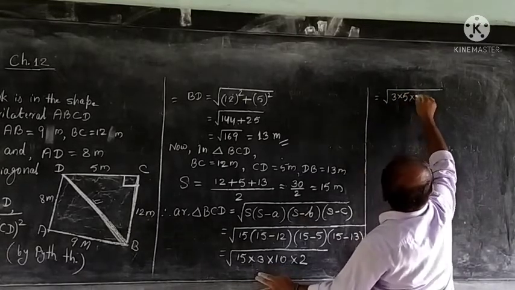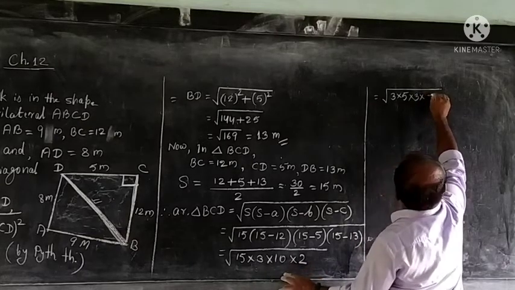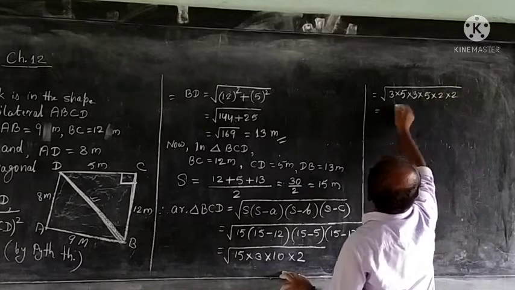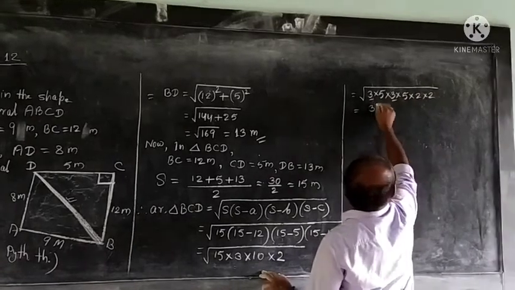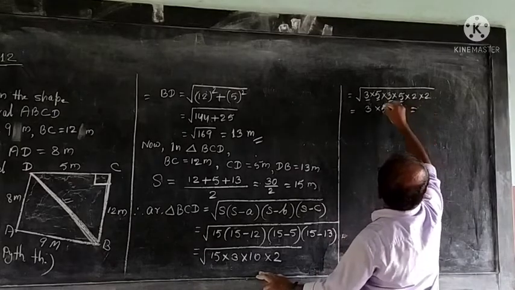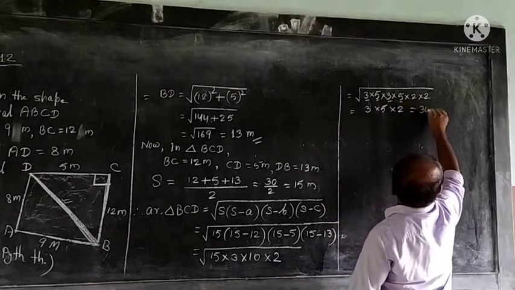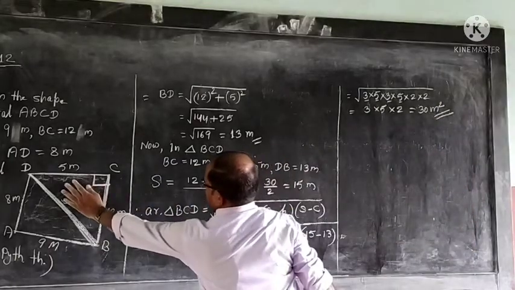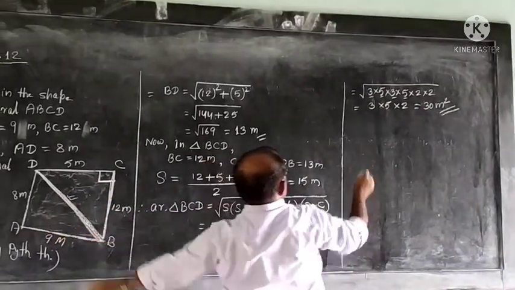So, root 15 we can factorize: 3 fives are 15, 3 remains. 10 we can factorize: 5 twos are 10, and again 2 is there. Out of the root will come 3, 5 and 2. So, 5 threes are 15, 15 twos are 30 meter square is the area of this triangle BCD. Now, in the other triangle we will calculate the area.